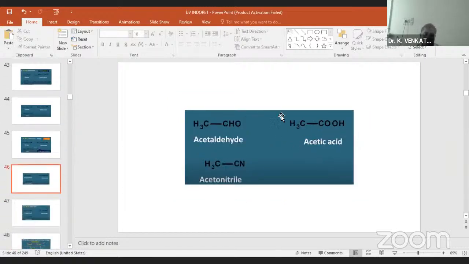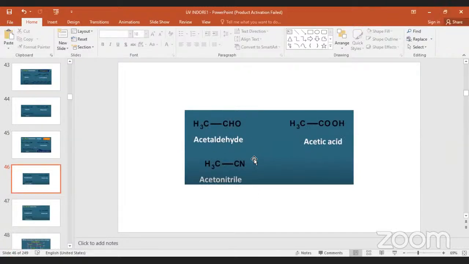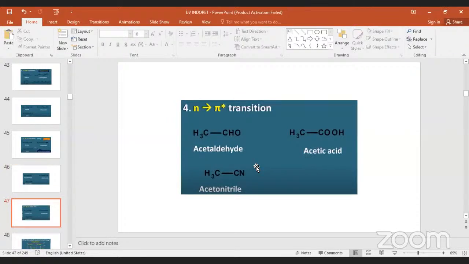So next, for this type, what transition is possible? n to pi star, pi to pi star. So n to pi star transition is possible. Pi to pi star transition is not possible. Sir, what is the reason behind it?